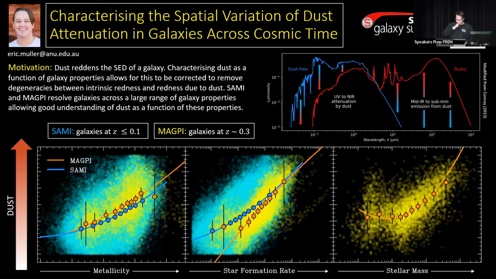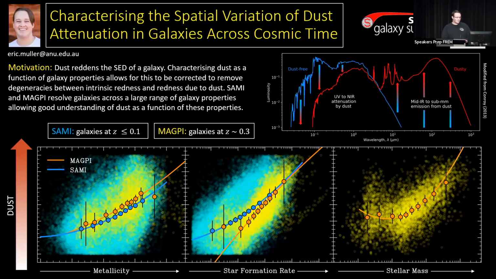I'm an honors student at the ANU, and I work with data from SAMI and MAGPIE to look at dust in galaxies. The reason we want to look at the dust in galaxies is because the dust will redden the galaxy's SED, as I'm showing in the top right plot. So this can cause degeneracies when you have galaxies that are intrinsically red or galaxies that are just red due to a high dust content. So understanding this better and the trends of dust will hopefully allow for a low observational cost correction to be made to galaxies that we look at in the future.